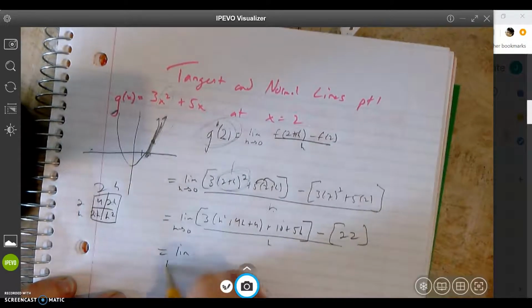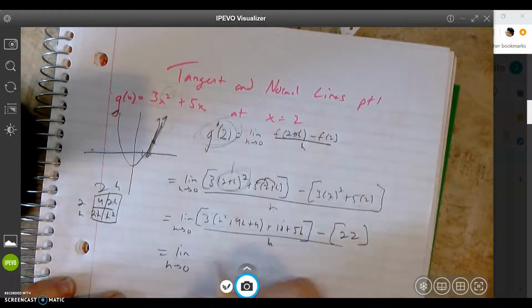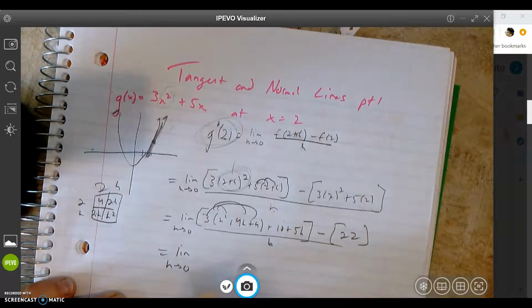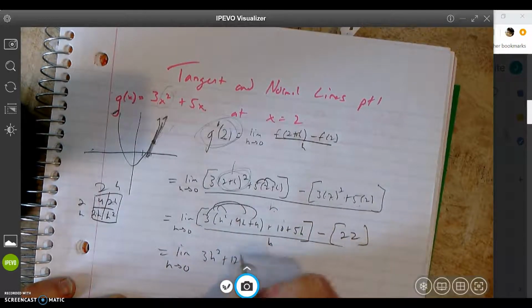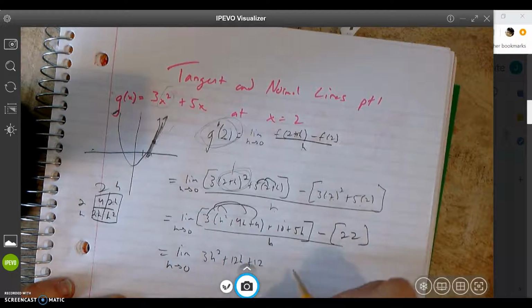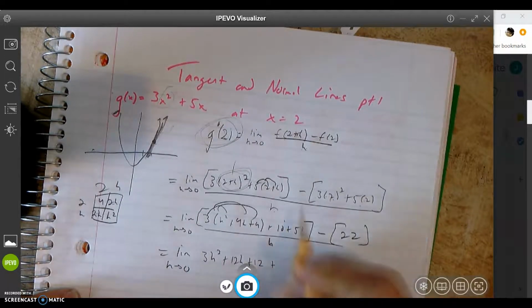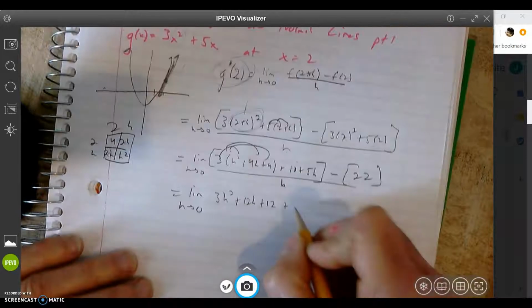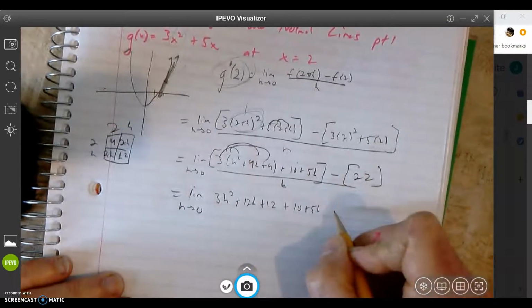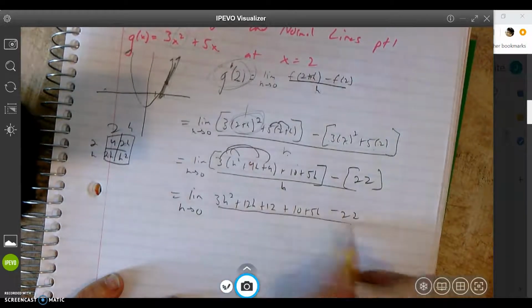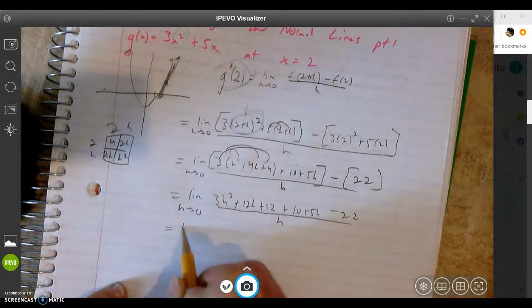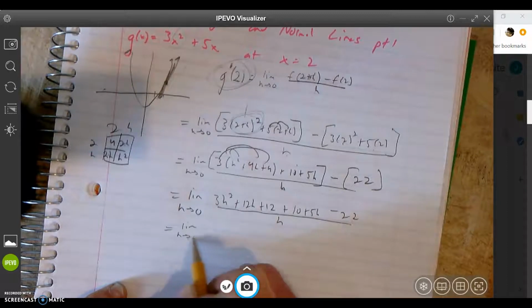So it goes the limit as h approaches 0 of, more distributing, 3h squared plus 12h plus 12, plus this stuff over here, plus 10 plus 5h, minus 22, over h. Always do it step by step. It's much easier that way.